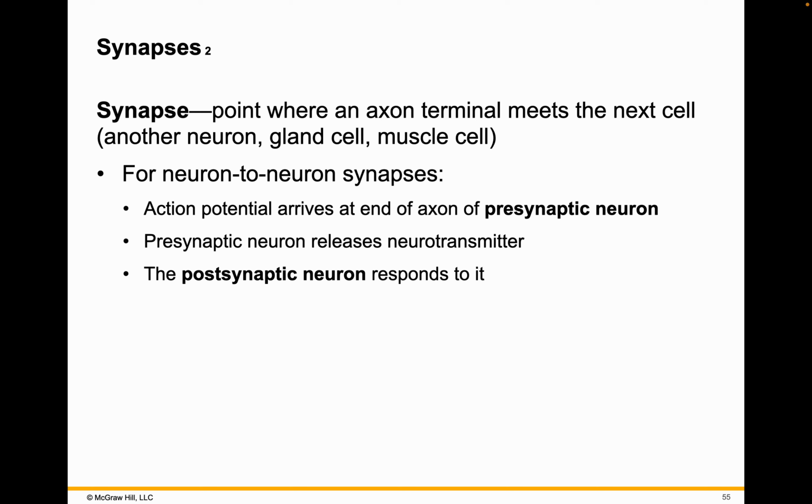A synapse is a point where an axon terminal meets the next cell in the nervous system. It's a neuron, or in the periphery it might be a gland or a muscle cell. So for neuron to neuron synapses, the action potential arrives at the end of a presynaptic neuron. The presynaptic neuron will release a neurotransmitter, and the postsynaptic neuron will respond to it.